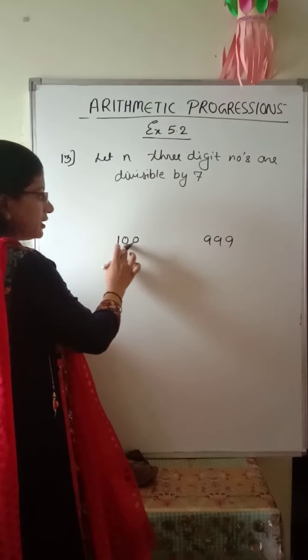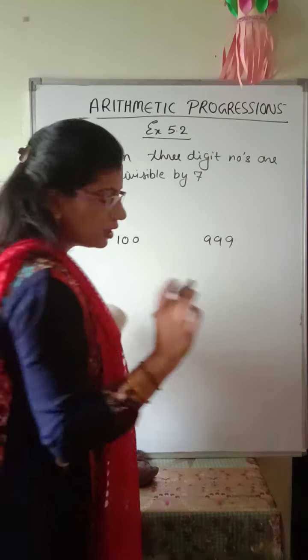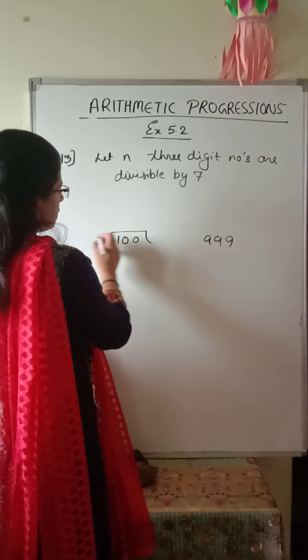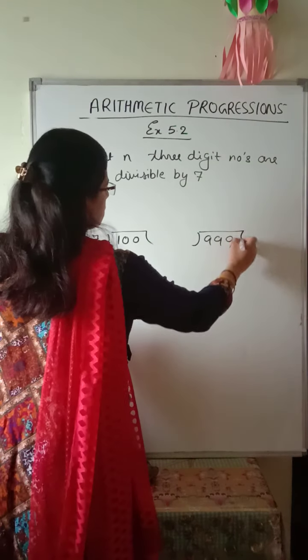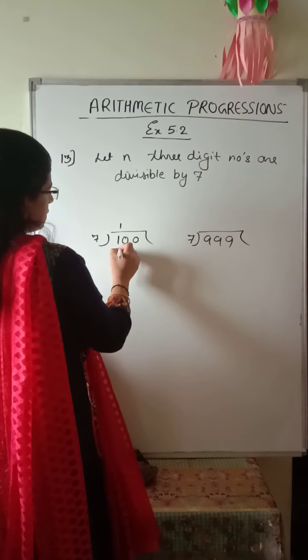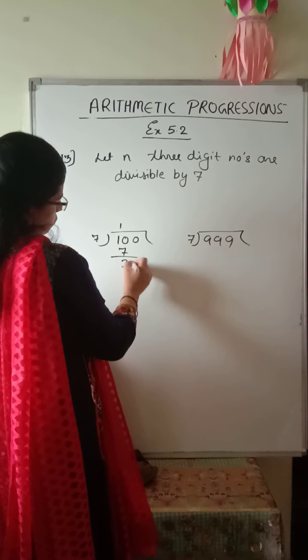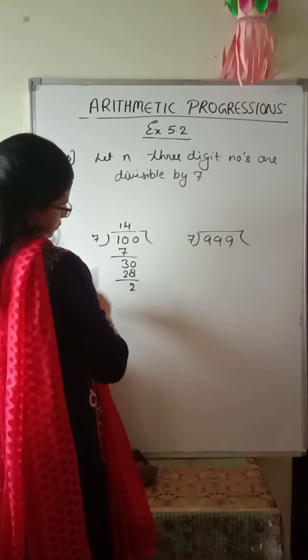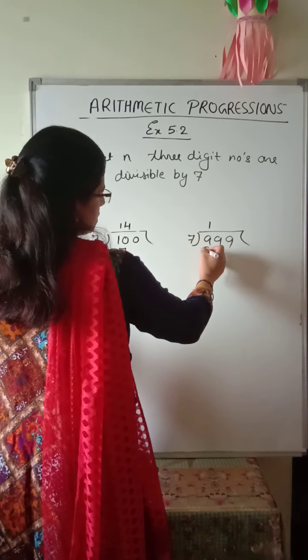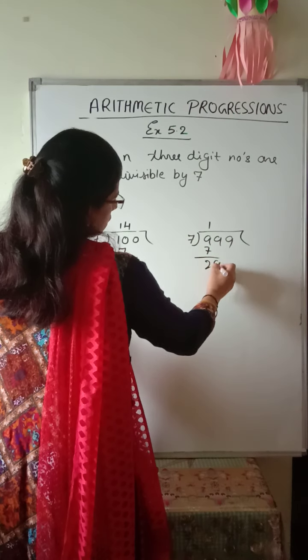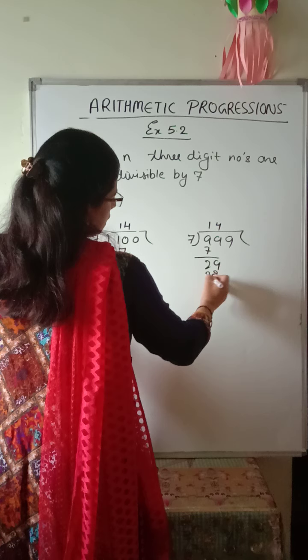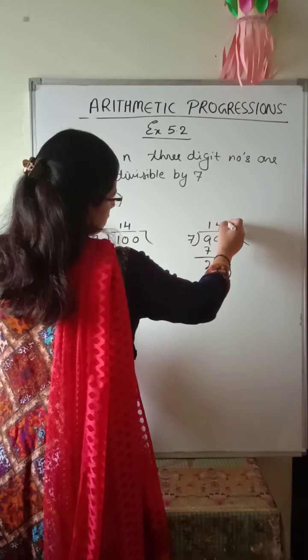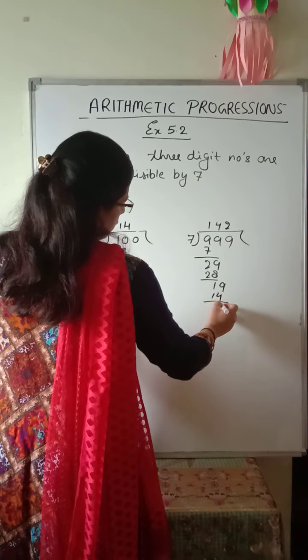If it will be less than 100, it will be 2 digit number. Okay, so what we'll do in rough, we will divide it by 7, both the sides. So now 7 ones are 7, 3 is left, 0. 7 fours are 28, 2 is left. Okay, here see, 7 ones are 7, 2, 29, 7 fours are 28, 1 is left, 19, 7 twos are 14, 5 is left.